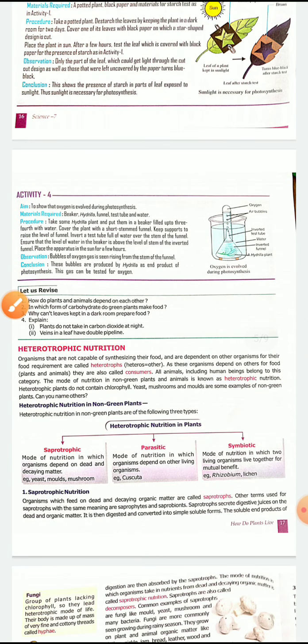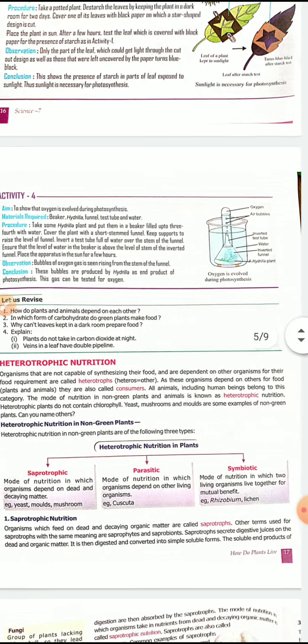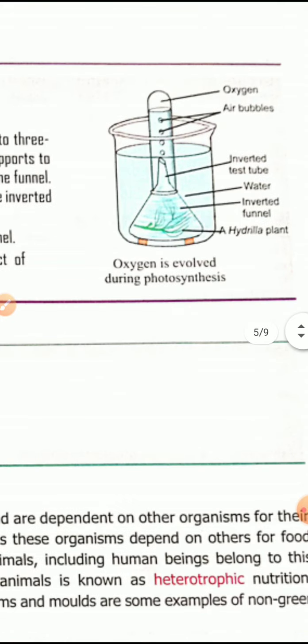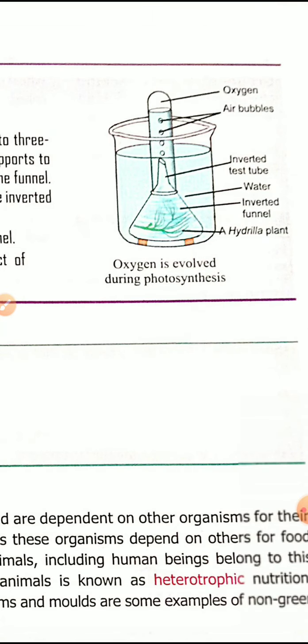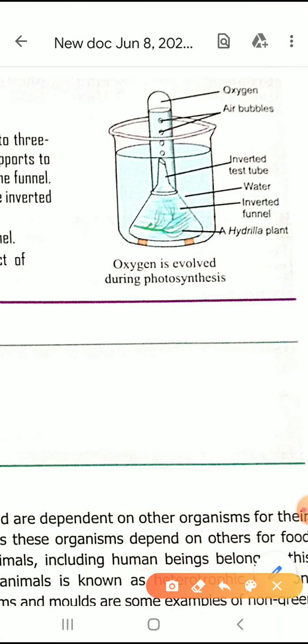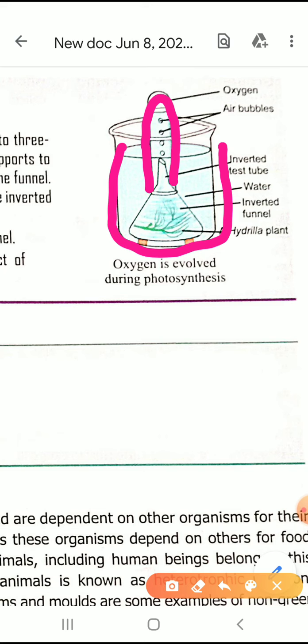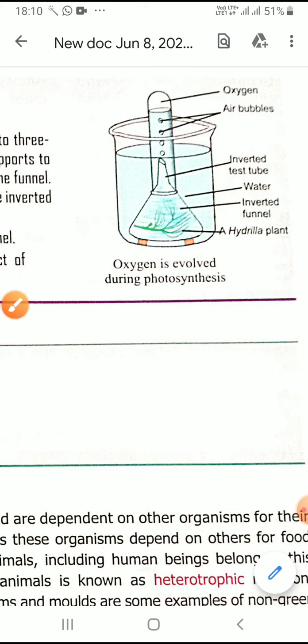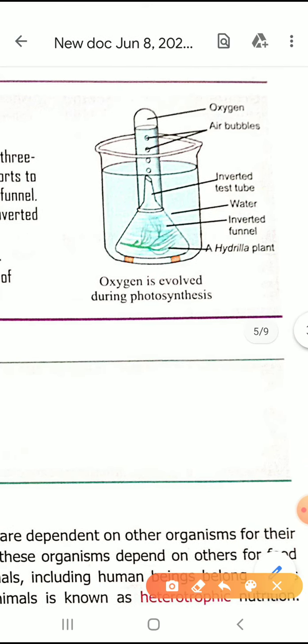In activity number 4, we have to prove that oxygen is released during photosynthesis. Okay, now to prove that, what are you going to do? You are going to make this arrangement. What is this arrangement? You have taken a beaker of water. In the beaker you have put an inverted funnel, and over the inverted funnel you have put a test tube. Okay, inside the beaker, the plant that you have kept is hydrilla. So this green plant is hydrilla.